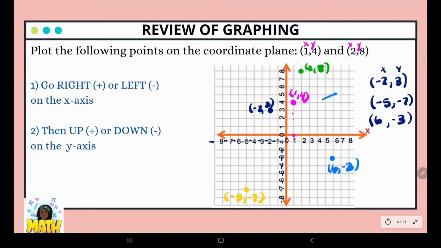This here is quadrant 1. This is quadrant 2, quadrant 3, and then quadrant 4. Our counting for these quadrants, we go counterclockwise. So 1, 2, 3, 4.